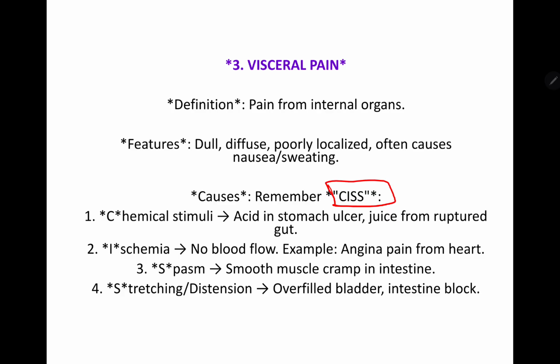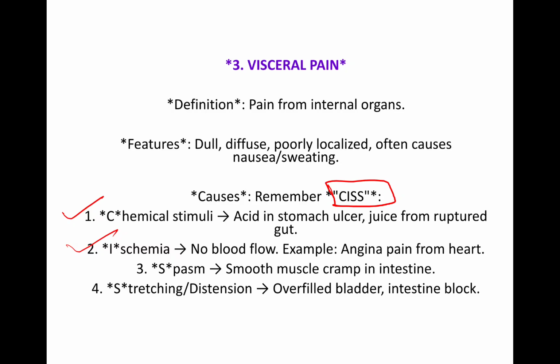Okay. First, C is for chemical stimulation. When there is acid in a stomach ulcer, or juice from a ruptured gut, you can have chemical stimuli due to the chemical actions going on in your stomach or due to gut rupture. Due to that stimulus, you have pain. Next is ischemia. Ischemia, no blood flow. Example, angina, pain from the heart. In this condition, you have ischemia. You can say ischemic attack as well, right?